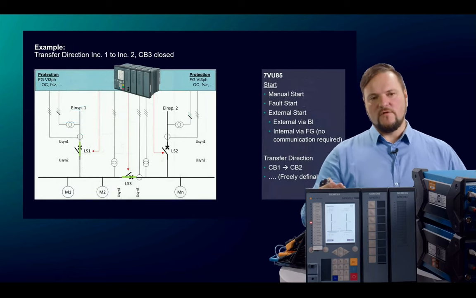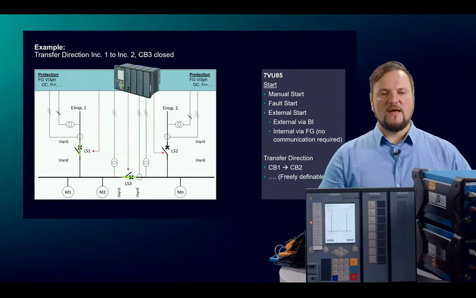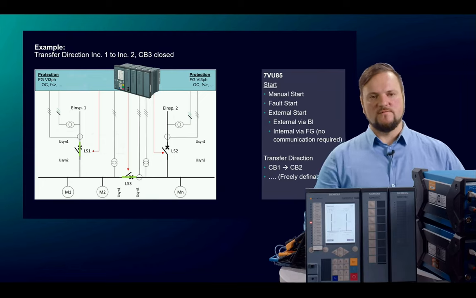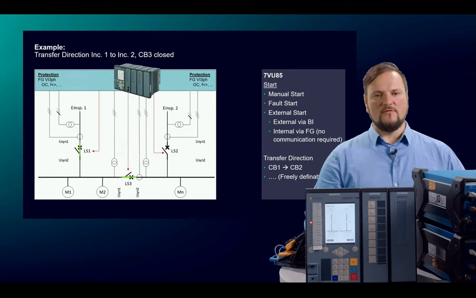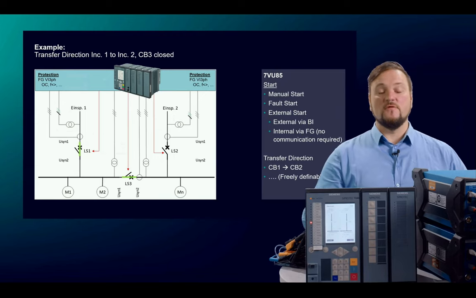Of course, we can also use the internal protection functions. That means we can also add protection functions to the HSPT system. In our case, we have integrated a function group voltage current 3-phase, and in this function group we run an overcurrent function and a frequency functionality. This offers the advantage of an internal start type, so there is no need for an external start condition, which normally comes from a protection system via a binary input. That is also possible.